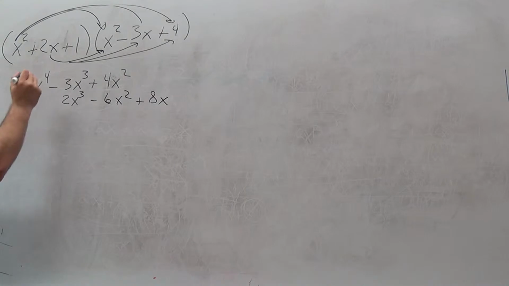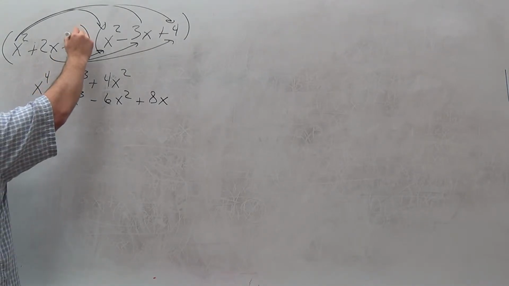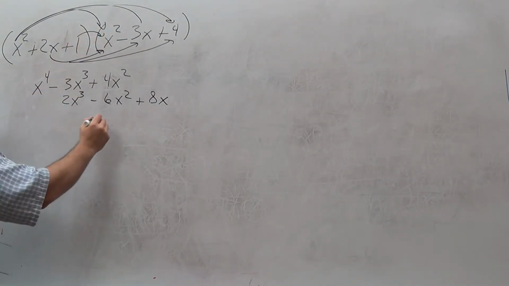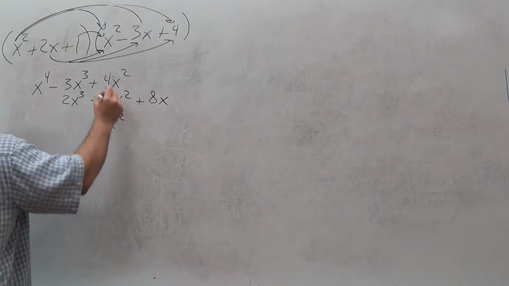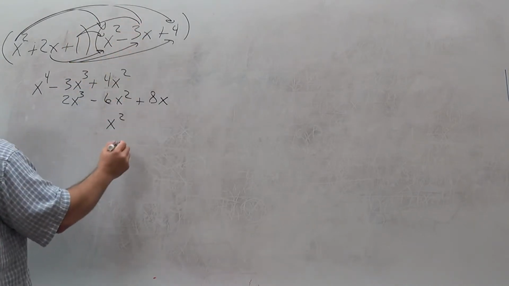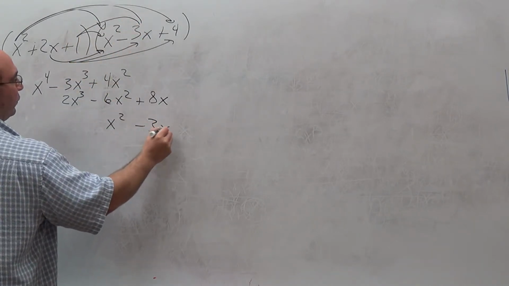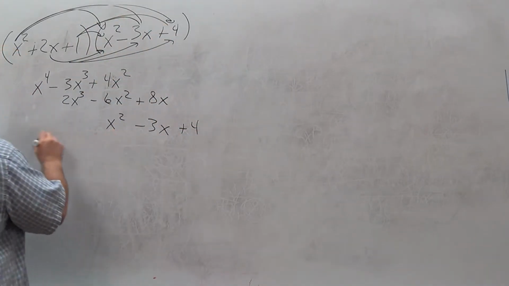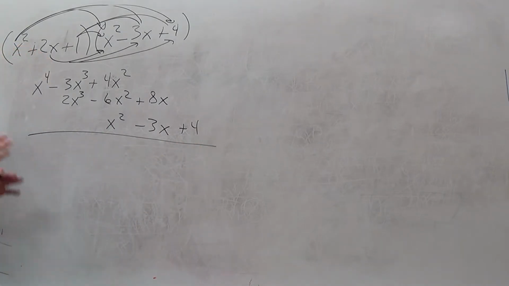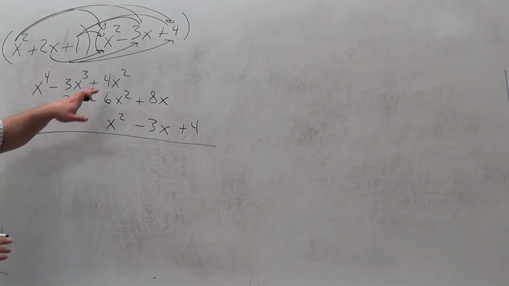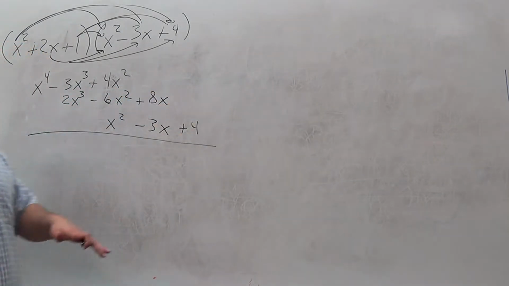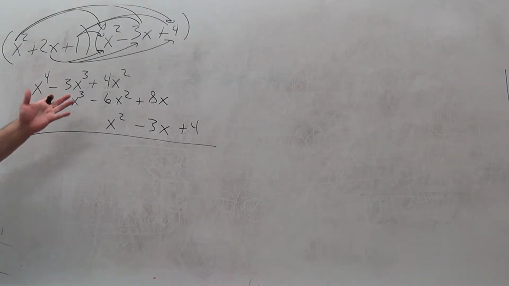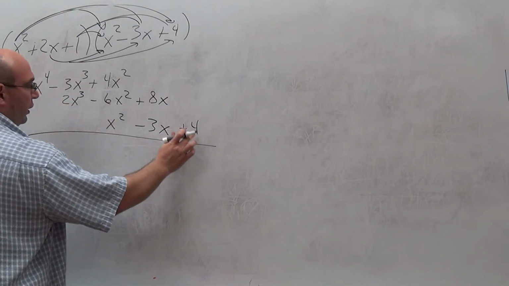All right, now here's my 1. My 1 times my x squared is going to give me an x squared. My 1 times a negative 3 is going to give me a negative 3x. And my 1 times the 4 is going to give me a plus 4. Again, if I really wanted to, I could take this and just extend it all out to one line here, but I'm kind of short on space. Here's my 4.